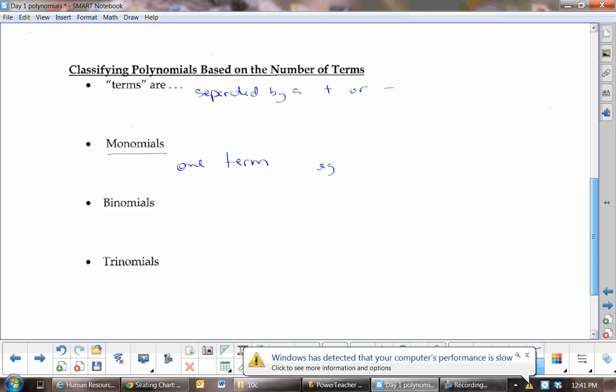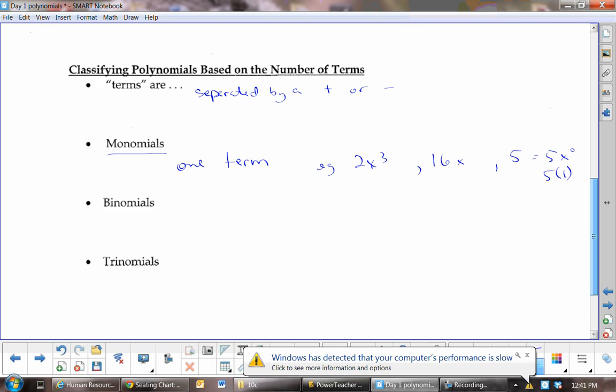So examples would be like 2x cubed, 16x, or just 5. Now, why is 5 a polynomial? All the other ones have x's. This one doesn't have an x, but it actually does. It would be 5x to the 0, which is the same thing as 5 times 1, right?